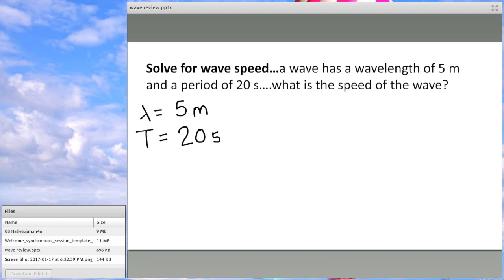And this says, what is the speed? Okay, so we know our speed is going to be in meters per second. So sometimes I'll go ahead and write this part, that way I don't forget to write my units later. Okay, so our formula is wavelength over our period. Since we've already got the formula the way we want it, we can just do 5 divided by 20.